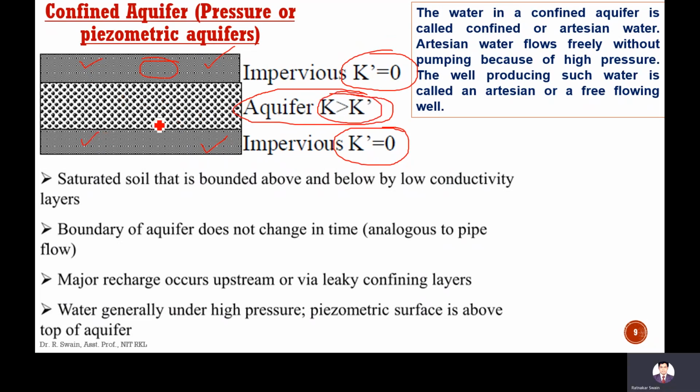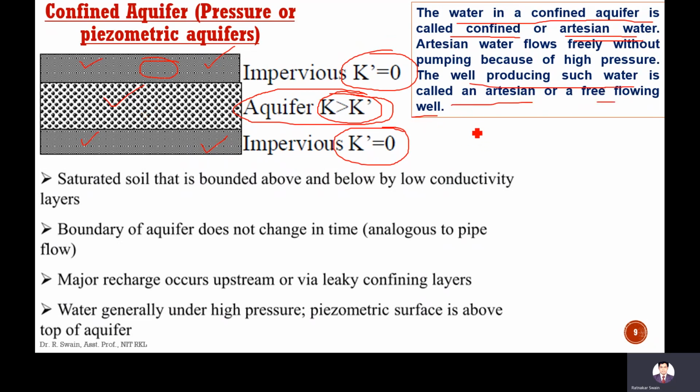It contains a huge amount of water. The water in a confined aquifer is called confined water, or artesian water. Artesian water flows freely without pumping because of high pressure. So the well producing such water is called an artesian or free flowing well.